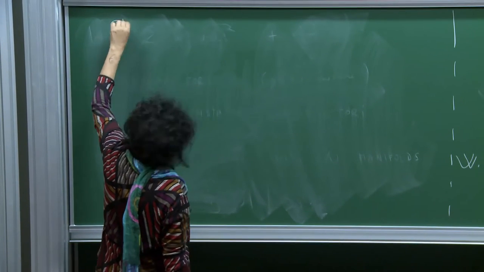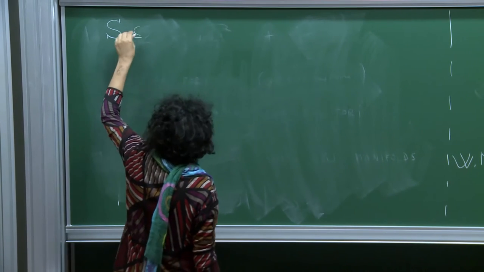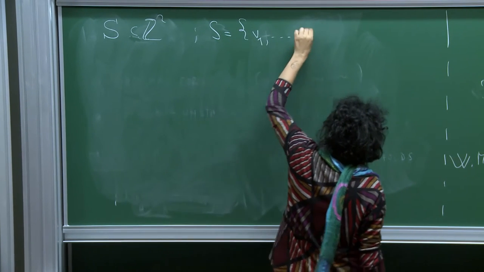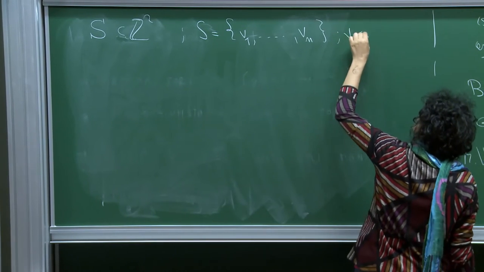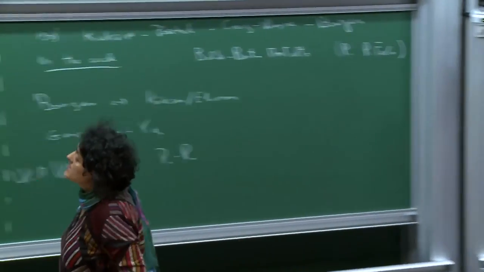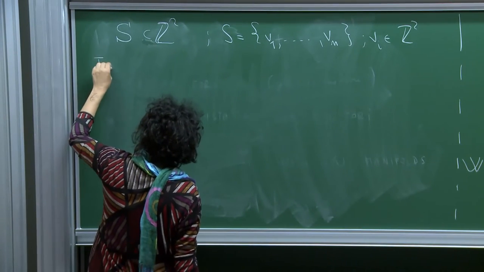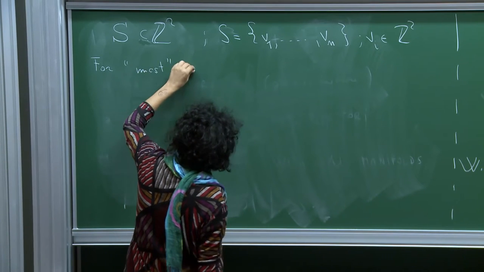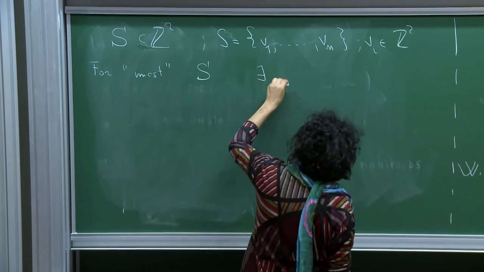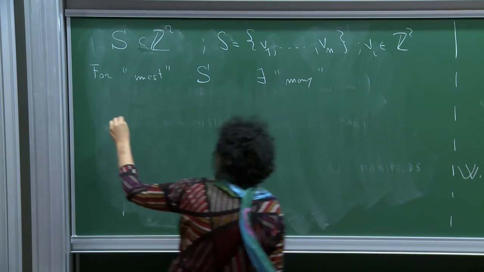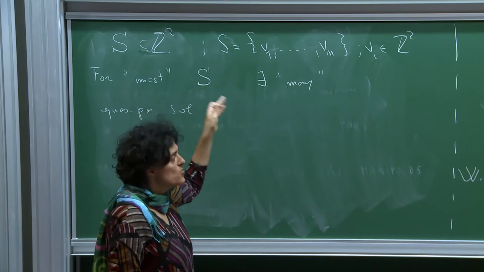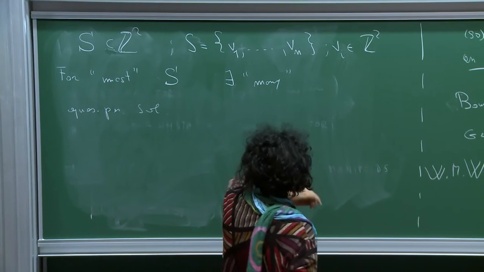So let me fix my set S, which I said was a finite subset in Z^2. And let me call S the points v_1 up to v_n. Okay, so I'm just calling these points v_i. And the quasi-periodic solutions, say for most S, and obviously I have to say what this means. There exist many, again I have to say, quasi-periodic solutions. And these quasi-periodic solutions stay on S, which I was telling you informally when I made that picture there.